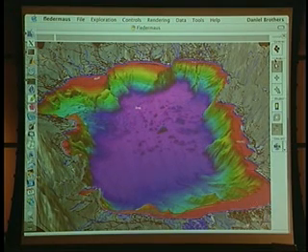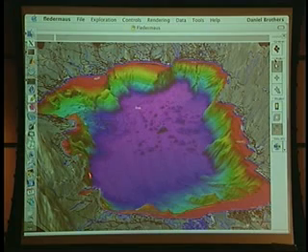The shallow areas, however, are collected with a LiDAR. Lake Tahoe is clear enough that you can actually scan a laser through the water and get the shallowest levels of the lake in exquisite detail.